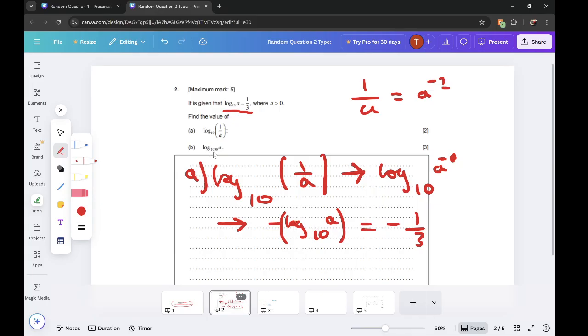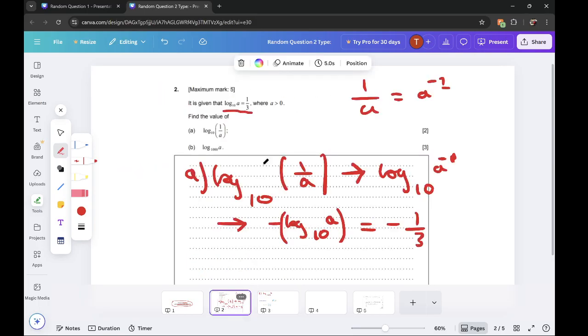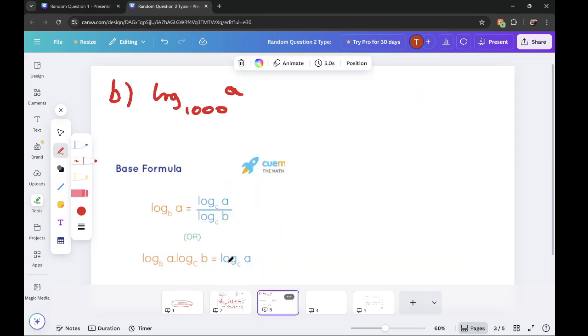So they've asked us log base 1000 of a. I want you to try to solve it before I explain. Hopefully you've tried. Pause the video if you haven't and give it a go, and I'll get to explaining. So part B, log base 1000 of a. In this case, we're trying to relate it to the value given over here: log base 10 of a is equal to 1/3. To do this, we need to make the base the same. We need to make the base 10. So how do we do that?